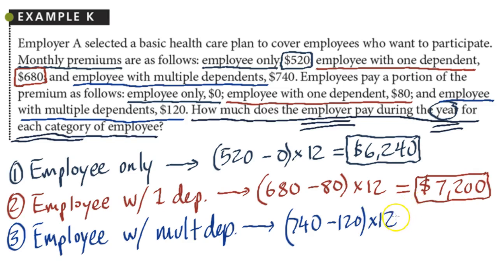And notice that this is just the amount the employee covers for the entire plan. Even if there are multiple dependents, we don't have to figure out how much is subtracted per dependent. It's just a fixed amount for multiple dependents. So it's just subtract 120. And then we multiply that by 12 to figure out the annual basis. And that's how we get $7,440.